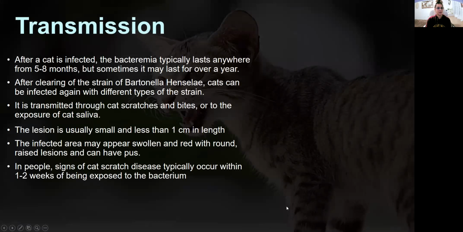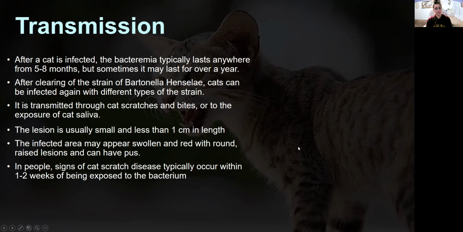Okay, so continuation of the transmission of the disease. After a cat becomes infected, the bacterium typically lasts anywhere from 5 to 8 months, but sometimes it may last for actually over a year. After clearing of the strain of Bartonella henselae, cats may be infected again with different types of the strain. It is transmitted through cat scratches and bites, or through exposure to cat saliva.